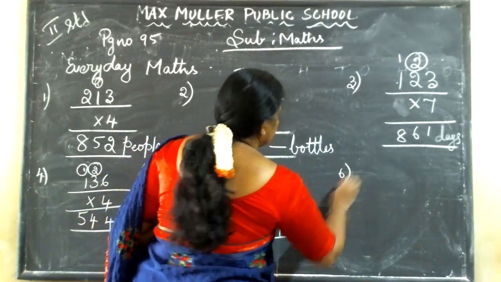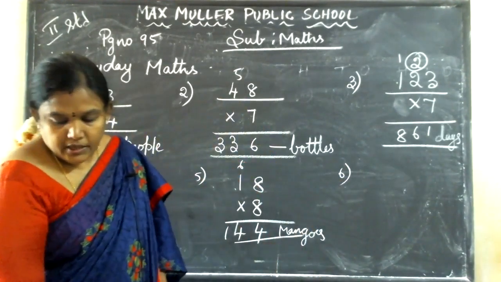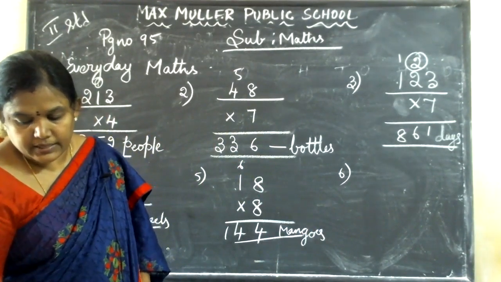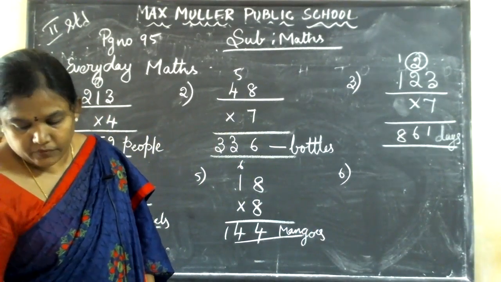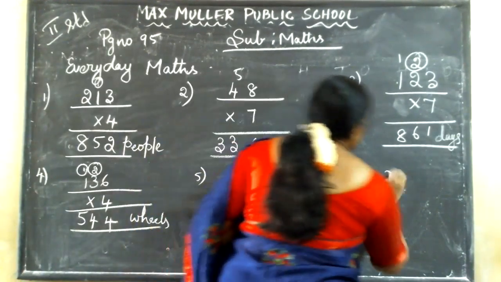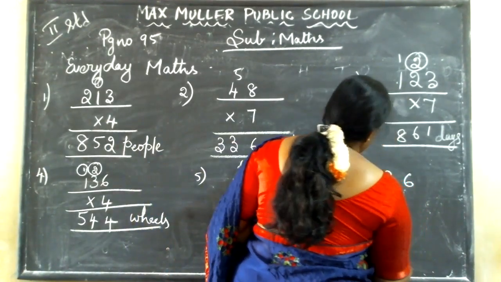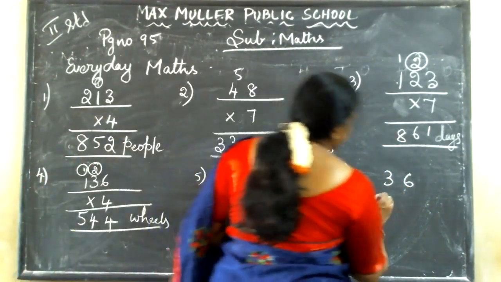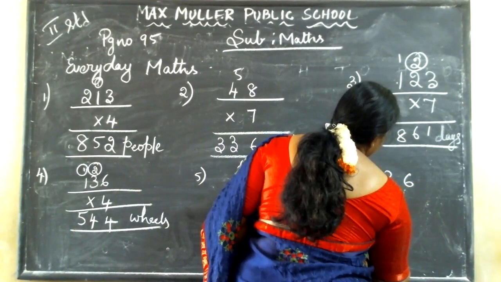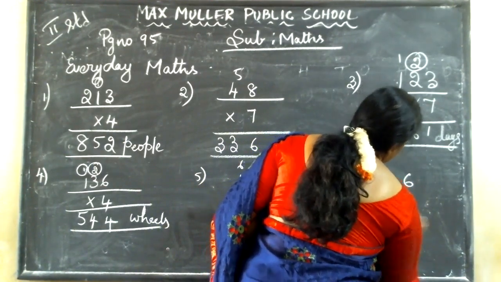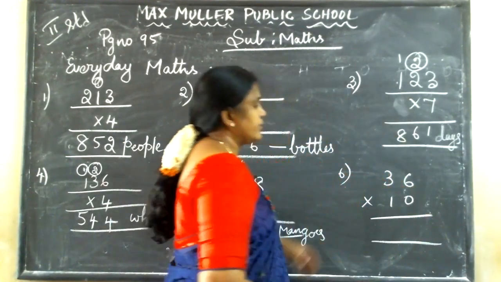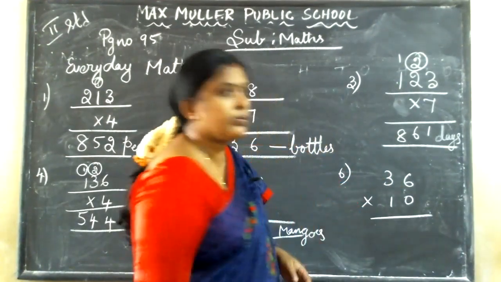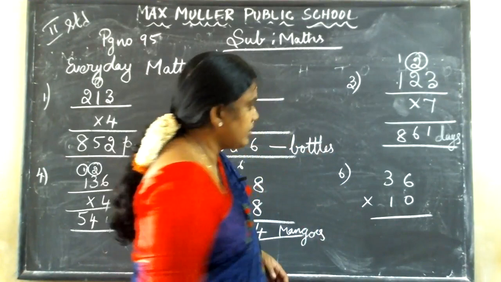Now sixth one. There are 36 eggs in one crate. How many eggs are there in 10 such crates? The number of eggs in one crate, 36. Number of crates, 10. See children, here also 2-digit number, here also 2-digit number. Now listen properly. If 2-digit will come, after that what we will do here.